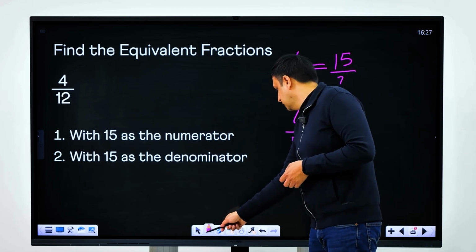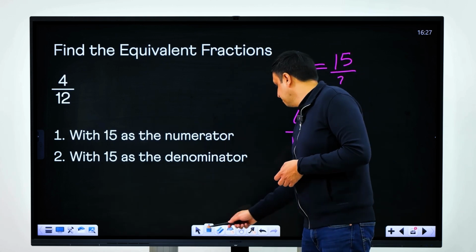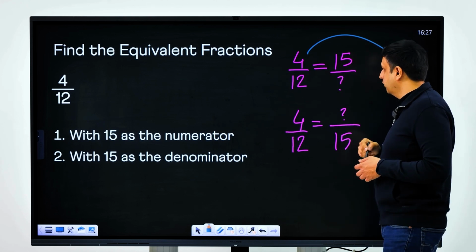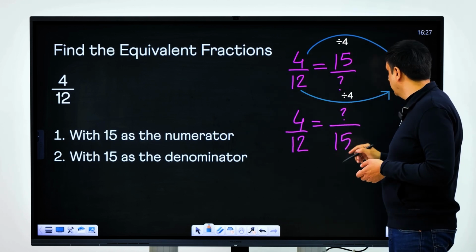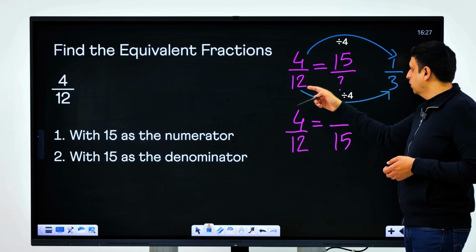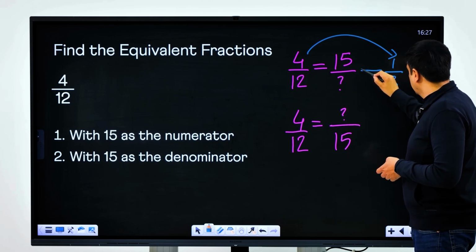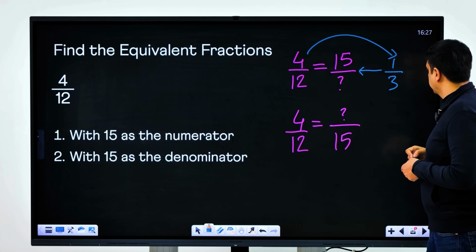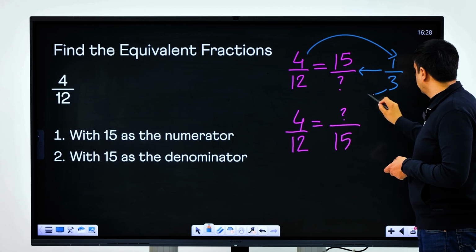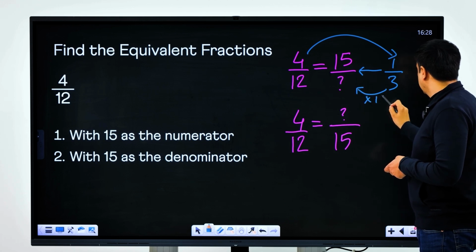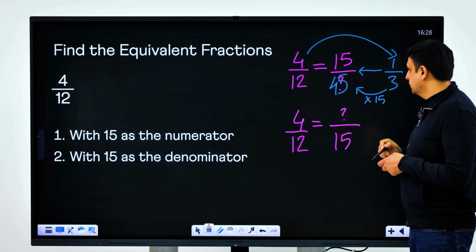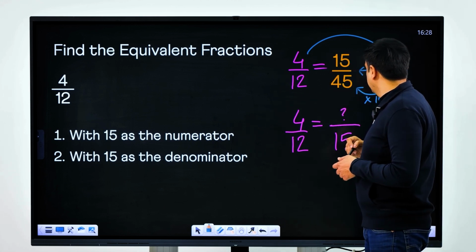So the way we'll do it is, again, first reduce 4 over 12 to its lowest form. So the GCF of 4 and 12 is 4. So we divide above and below by 4. We get 1 over 3 as the lowest form of 4 over 12. And now we will go from 1 over 3 to 15 over something. So for that we'll multiply 1 with 15, but then we'll also need to multiply 3 with 15, and that gives me 45 in the denominator. So the answer to the first question is 15 over 45.